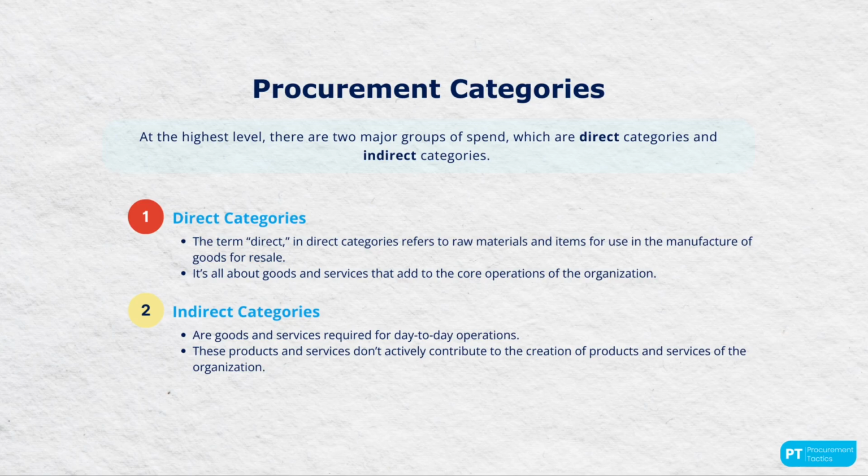Indirect categories. Indirect categories, on the other hand, are goods and services required for day-to-day operations. These products and services don't actively contribute to the creation of products and services of the organization.